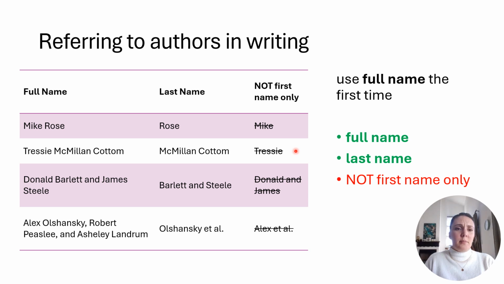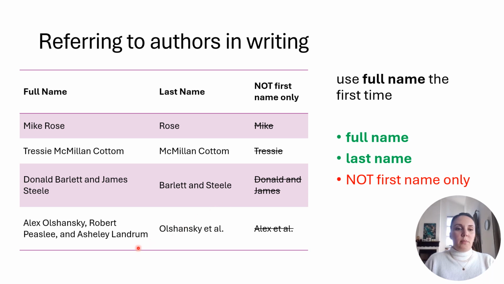Let's look at an example if you use an article that has two authors. The first time you refer to the authors of the article, refer to both of them. So here's an example. You would say Donald Bartlett and James Steele. After that, you can refer to them by only their last names, and you'd want to mention both of them, not just one. So you would refer to them as Bartlett and Steele. You would never call them by just their first name, so never just Donald and James.